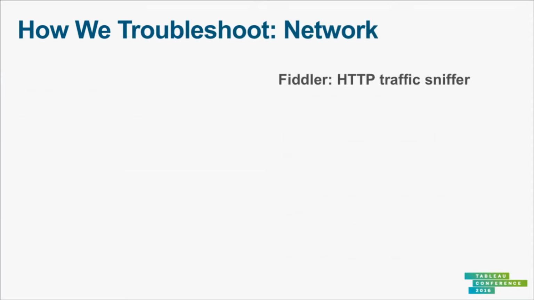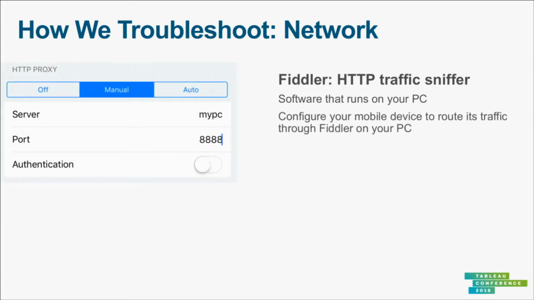Sometimes we have to troubleshoot things. When we troubleshoot network connections, we enjoy using Fiddler. It is an HTTP traffic sniffer. The idea is that it is software that runs on your PC. You configure your mobile device to route its traffic through Fiddler on your PC.